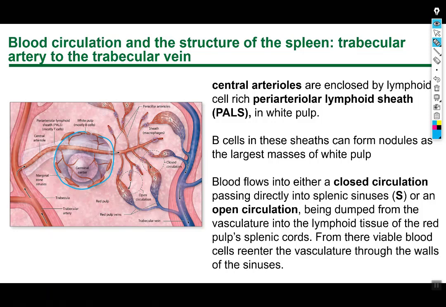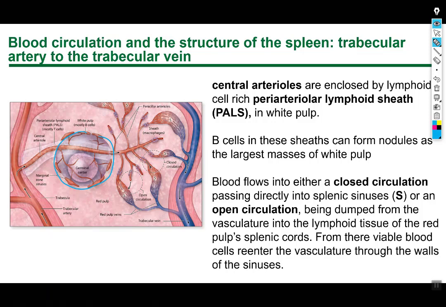So blood either flows into a closed circulation or an open circulation, which is where it either goes into splenic sinuses or it's just dumped into the lymphoid tissue. So the blood sort of sloshes around in between cells in the red pulp's splenic cords. From there, the cells re-enter the vasculature through walls in the sinus. So this is a very unconventional blood circulation plan.